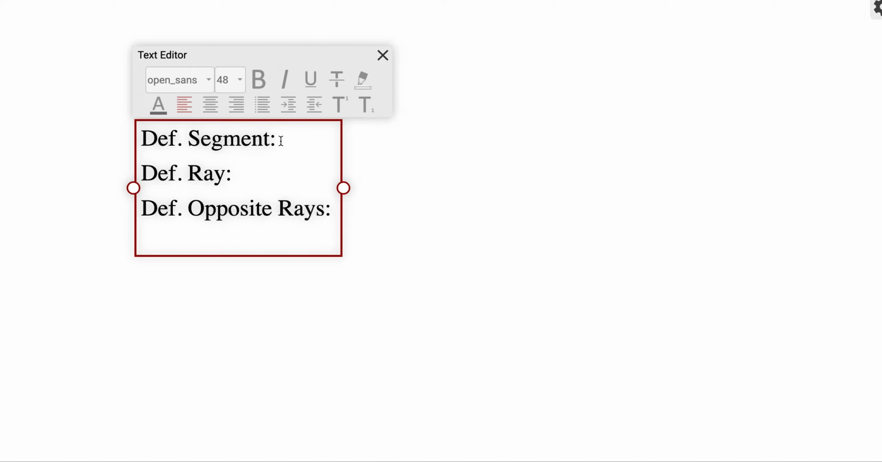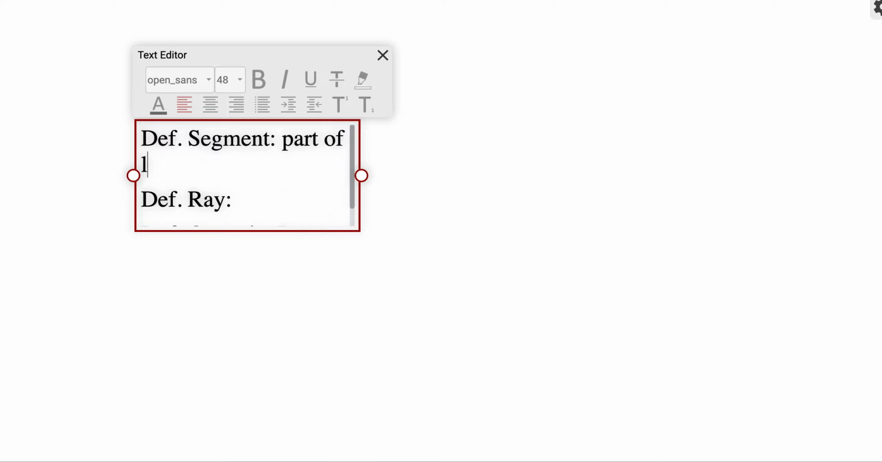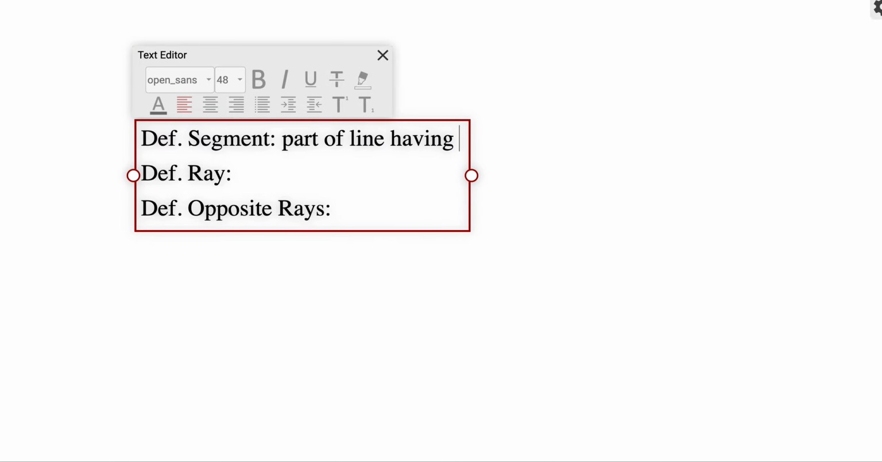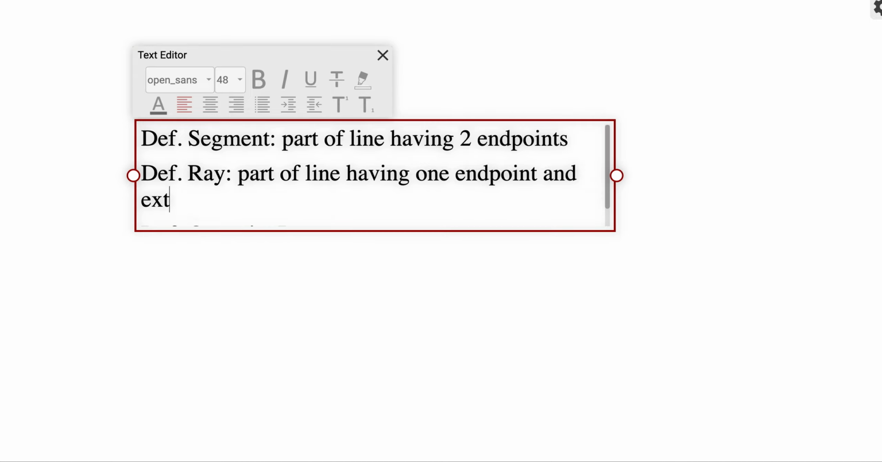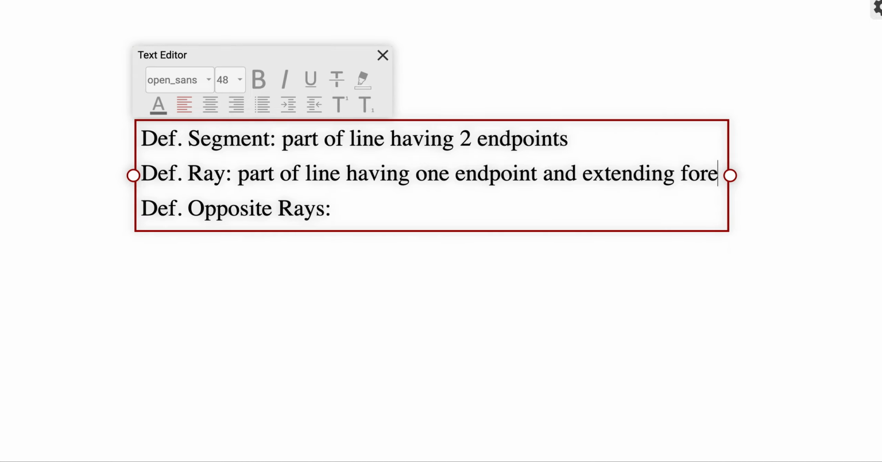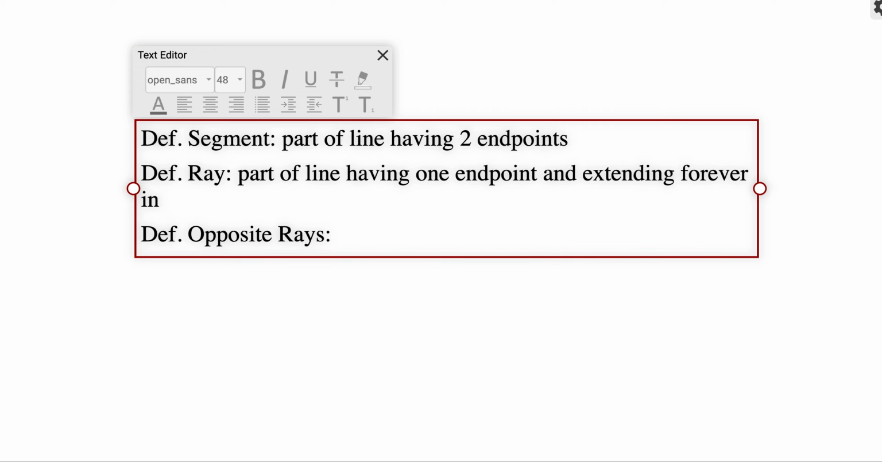So we need to define a few things. I'm going to go ahead and type these in so you can read them a little bit better than my normal handwriting. But a segment is a part of a line having two endpoints. A ray is part of a line having one endpoint and extending forever in one direction.